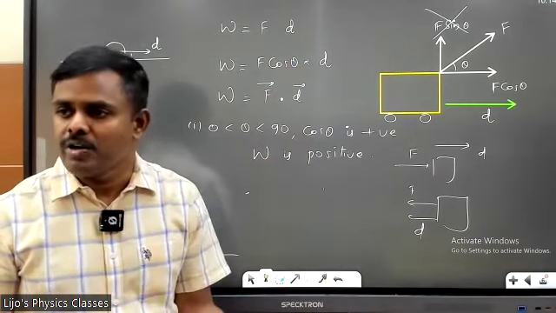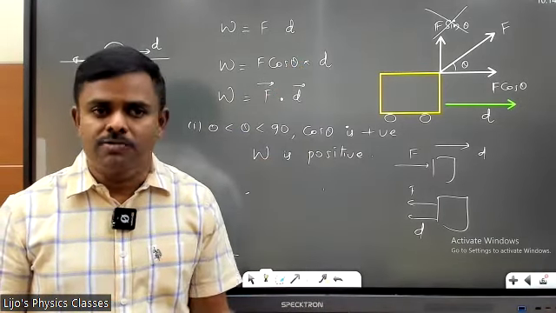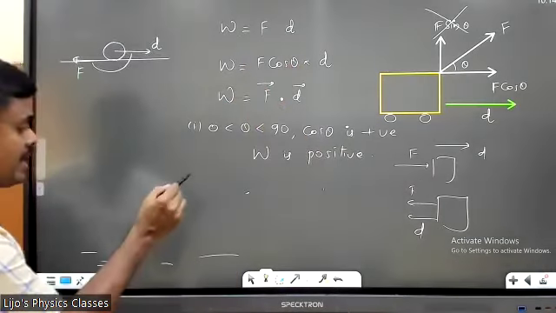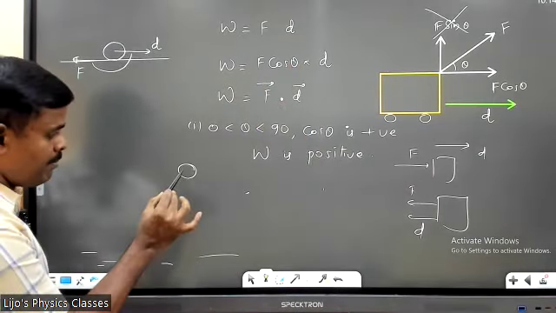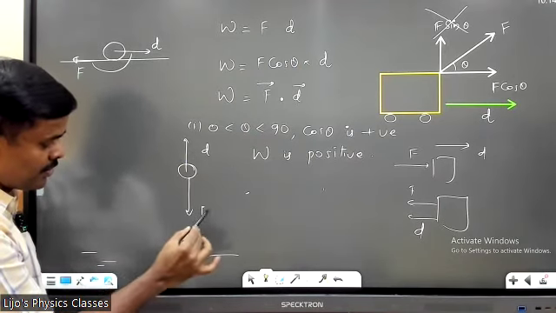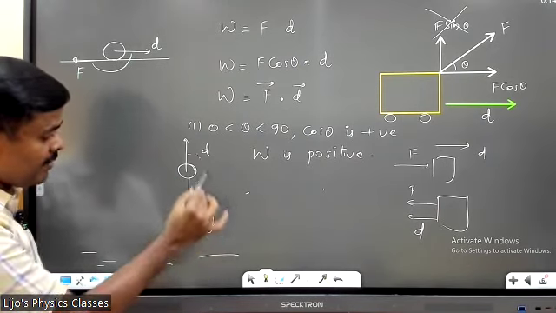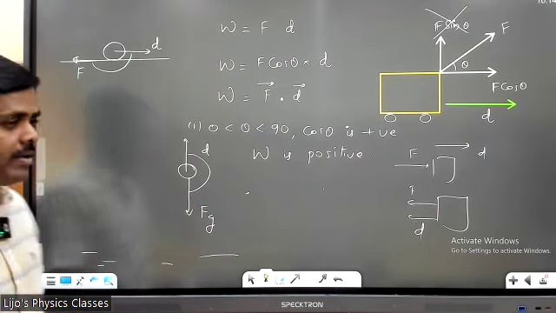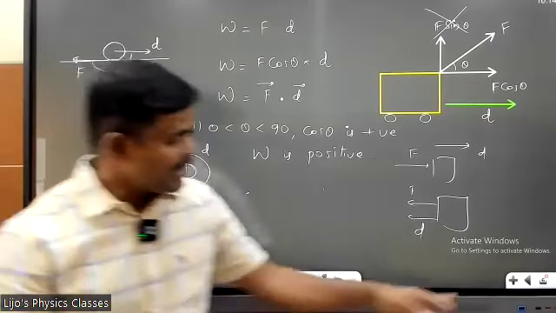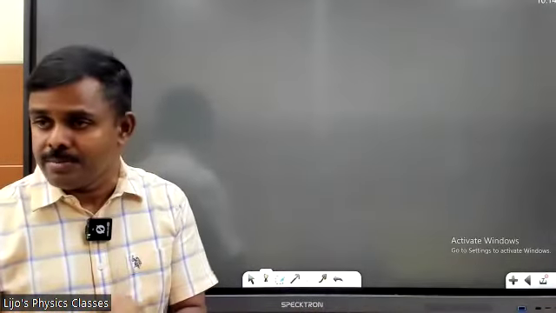Cos 180 is minus 1. Work will be negative. So work done by friction in this case is negative. Or I can tell you another situation. Imagine a ball is going up. Displacement is up. Gravity is down. Force of gravity. What is the angle? 180 degrees, right? Work done will be negative. Work done can be negative also. Work done can be zero also, which is a previous question, an important one.